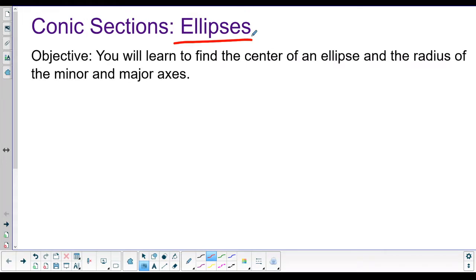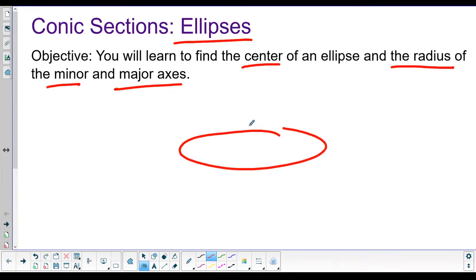But yeah, so we're on ellipses. So what you are going to learn today is you're going to figure out how to find the center of an ellipse and the radius of the minor and major axes. We'll talk about the minor and major axes in a second, but basically an ellipse is just an oval. That's a terrible oval, but we'll pretend it's a good oval.